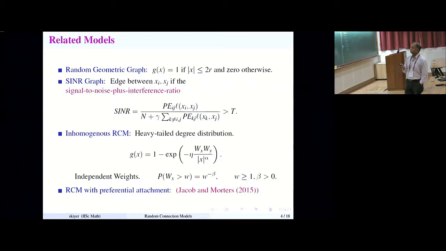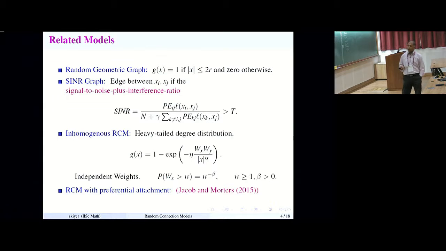Pardon? Which one? No, in this case, that's a typo here. So you think of this as the origin and this as x. So this is the connection between the node at the origin and x. Or you would want to write it as g of x comma y, right? Yeah. So conditional on these weights, that would be the probability that x and y would be connected, okay? And these weights have a heavy tail distribution.